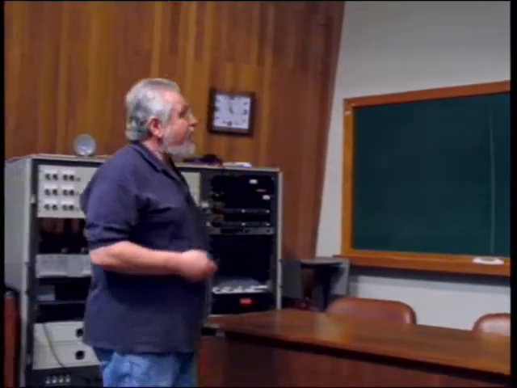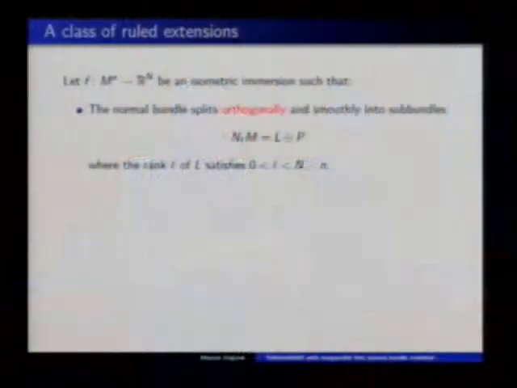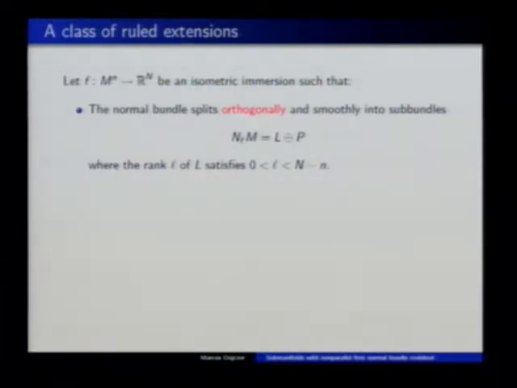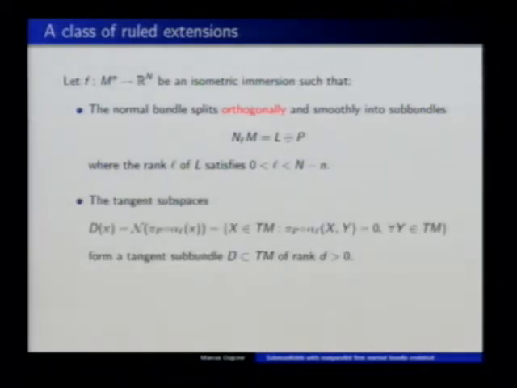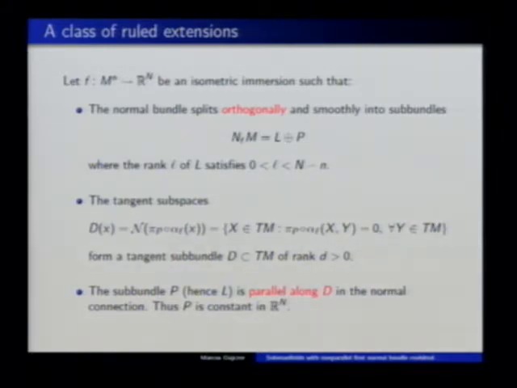Okay. So I start with an isometric immersion. I assume that its normal bundle splits orthogonally into two subbundles. So this subbundle has rank small l, which is not trivial. I mean, it can't be 0 or equal to the codimension. And also assume that at each point, D, which is the kernel of the projection onto P of the second fundamental form, has constant dimension, so they form a tangent subbundle, a non-trivial one. In this situation, I will also assume that P, and hence L, is parallel along D in the normal connection. In fact, by the definition of D, this really implies that P is constant in the Euclidean space along D.